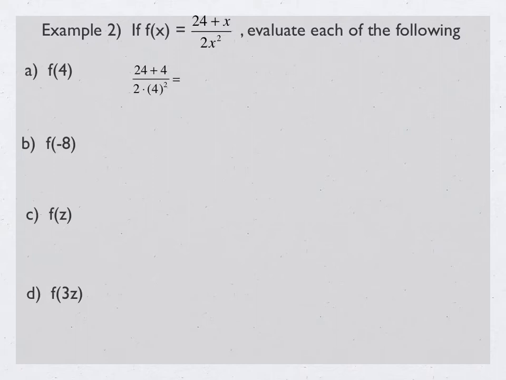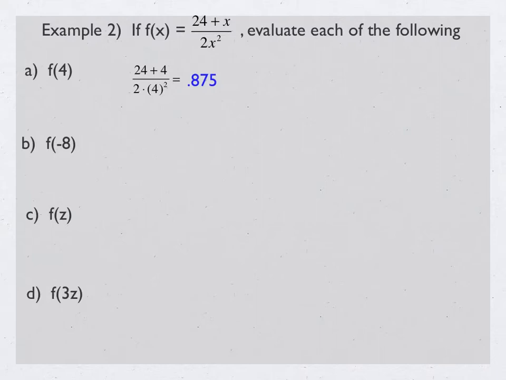In your calculator, if you want to do this all in one shot, you can. I would put this top part in parentheses and probably this bottom part in parentheses. Or you could do the top and the bottom separately and then just divide. You should come out to 0.875. As long as you can get the idea of plugging the number in, I think you'll be okay.